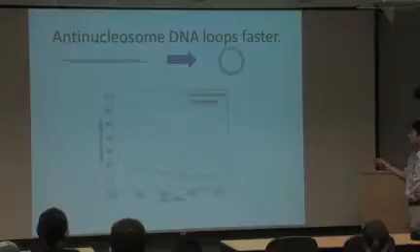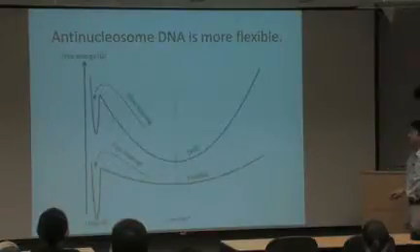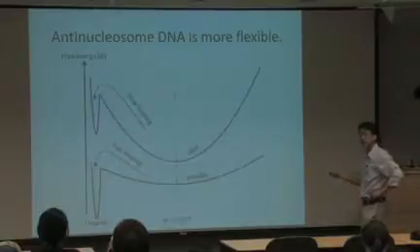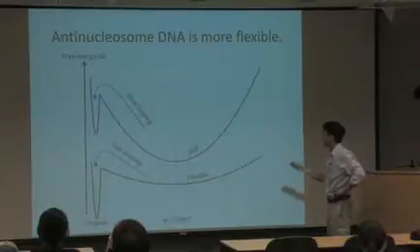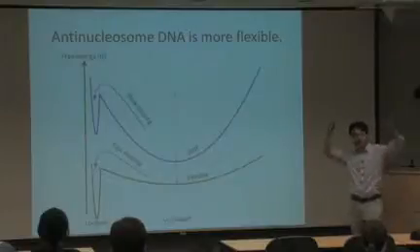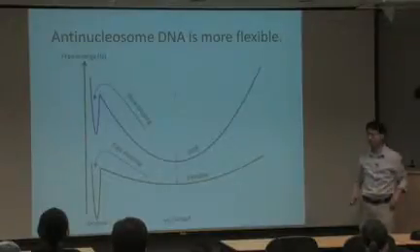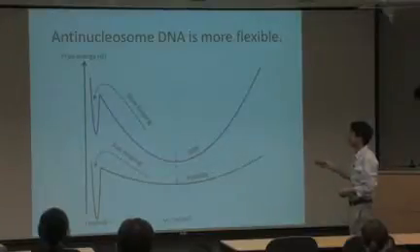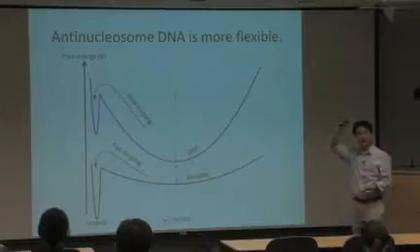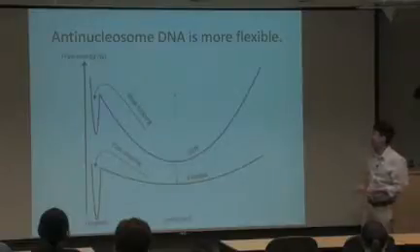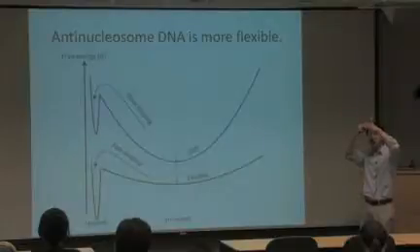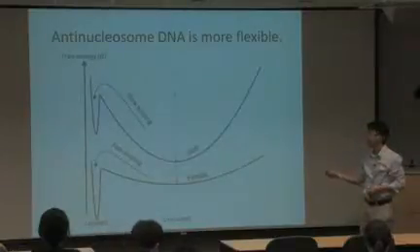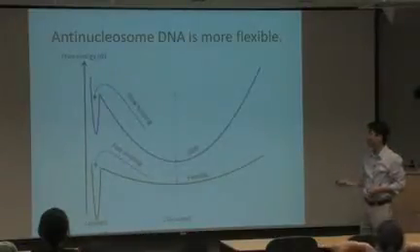Well, we can say that the antinucleosome DNA is more flexible. Okay? And this is a complicated way of saying that. If you have a stiff molecule, you basically have a very, very curved harmonic potential, right? So you have this steep slope, which raises the energy barrier that you need to overcome to get into the loop state. And remember, the loop state is stabilized by the base pairing interaction, so that gives you another harmonic potential energy well here, right?